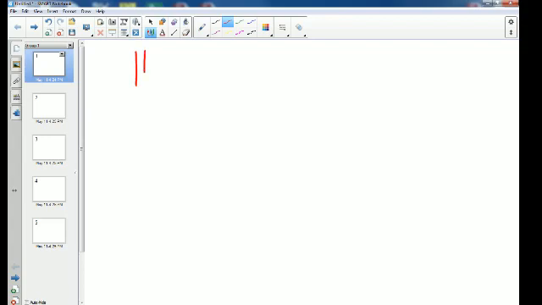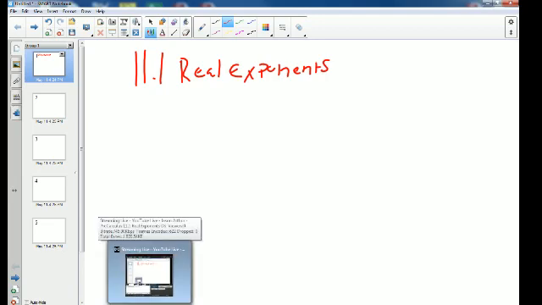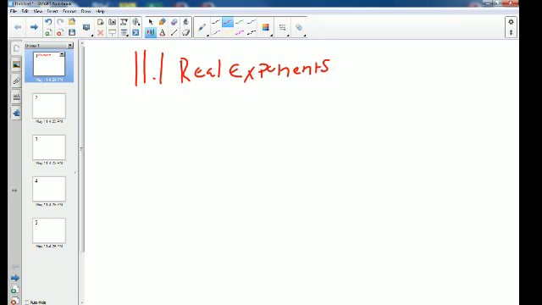We're going to be going over 11.1, which is real exponents. So the objectives for this lesson are to use similarities of the exponents and properties of exponents, developing simplified expressions containing exponents, and solve equations containing rational exponents.